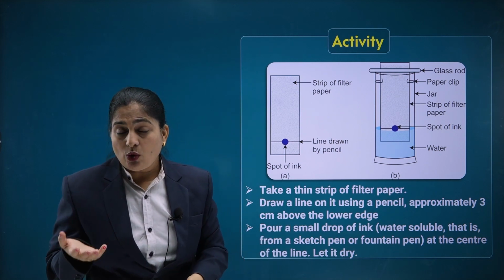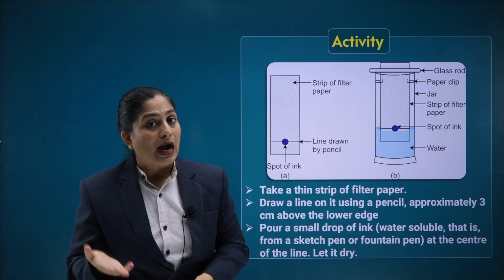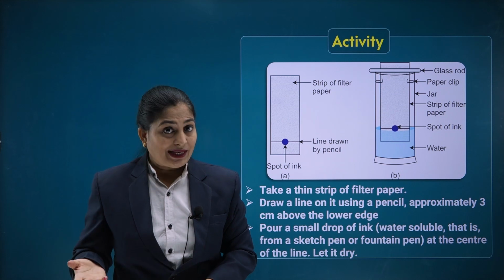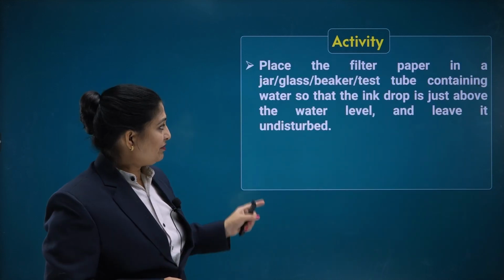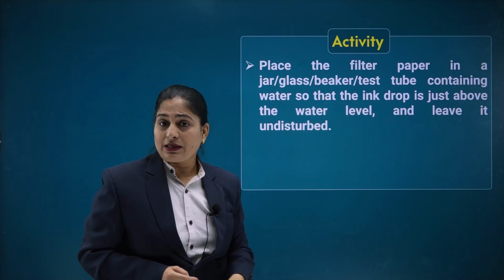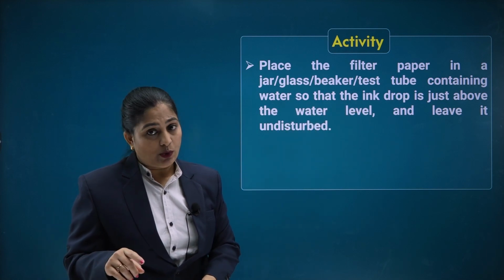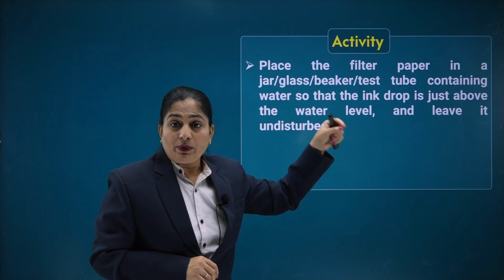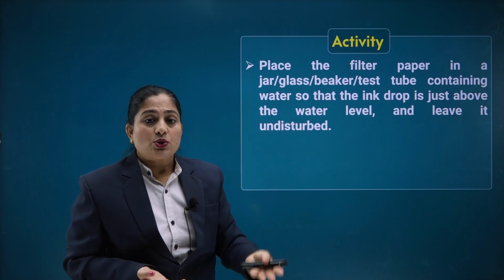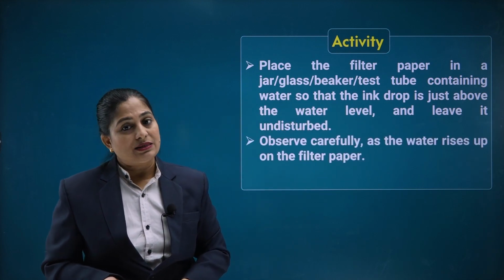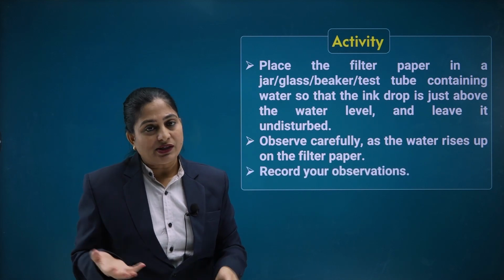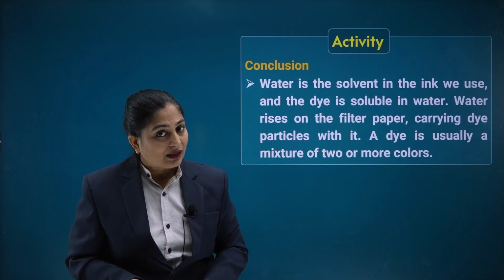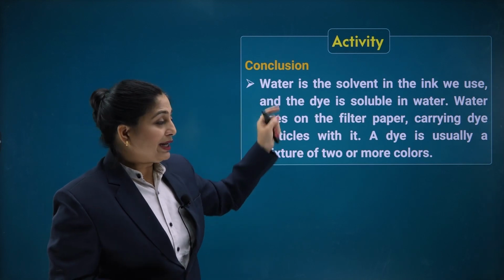Secondly, we come to know how many components are there in that mixture, and that's why chromatography is very important. So what we have done, we just place the filter paper in this glass or beaker containing water, so that the ink drop is just above the water level. Whenever the water rises up, it takes that ink along with it, and we can separate the components present in the ink.